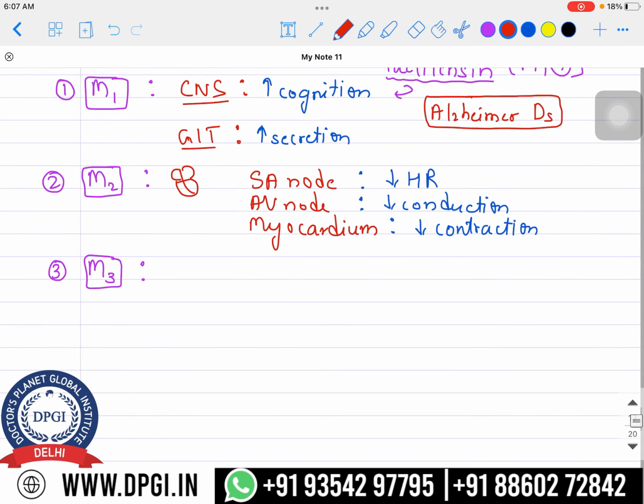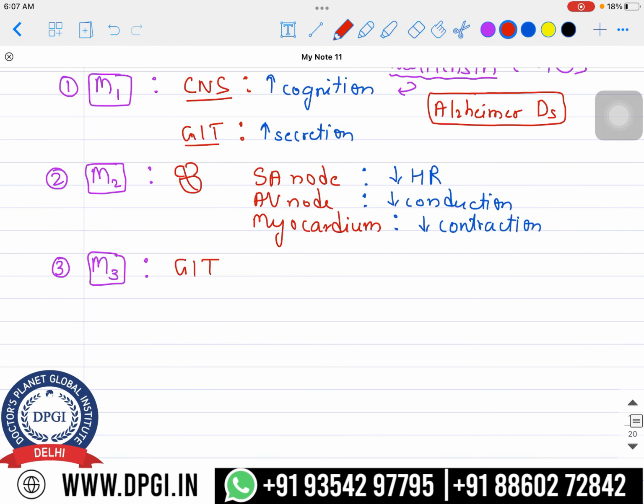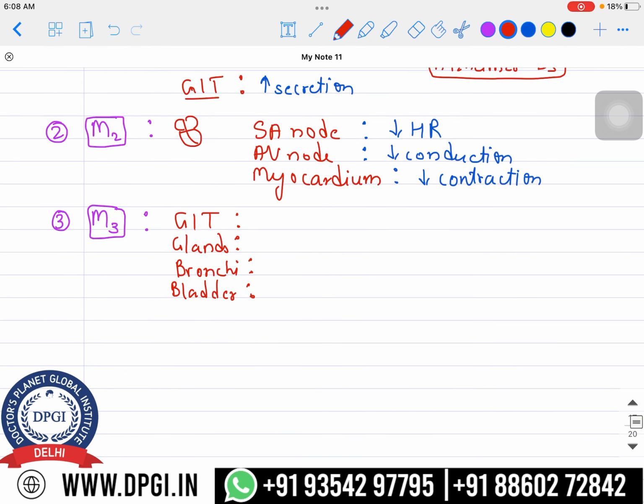So what do I mean by everywhere? Let me give some examples. For example, the GIT, yes, it is present over there. In the GIT, it increases the secretions and increases the contraction. So the GIT is one location. Several glands, yes, are locations for the M3 receptor. The bronchi in the lungs are a common location. Your urinary bladder could be a location, right? The iris could be a location, right? These are just the common locations.